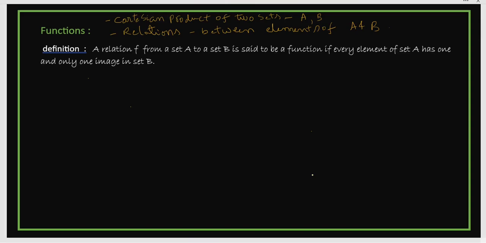So far we studied the Cartesian product of two sets A and B and also the relations between their elements. Now we'll study what functions are. Functions, as you know, are a special type of relation. By definition, a relation f from set A to set B is said to be a function if every element of set A has one and only one image in set B.